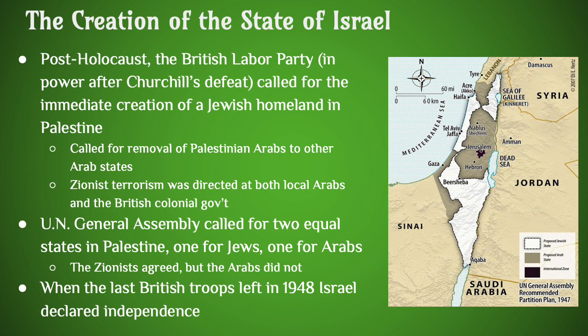That huge triangular chunk at the bottom, that's just all desert. You can't do anything out there. And the Zionists agreed. The Jews were like, okay, cool, let's divide it. But the Arabs did not. And as a consequence of that, once the last British troops finally left in 1948, Israel declares its independence, based upon the borders you can see on this screen.